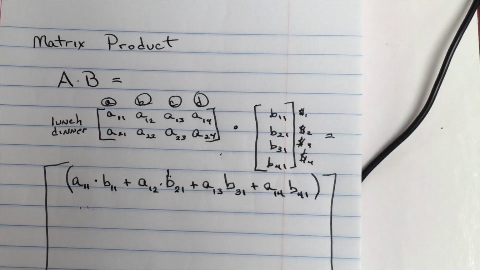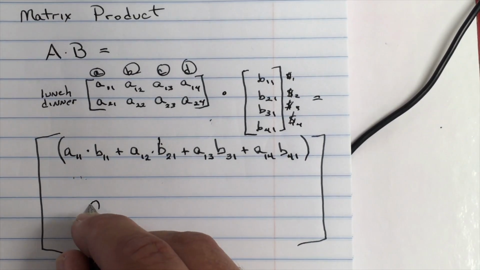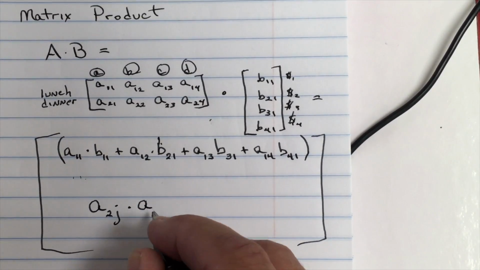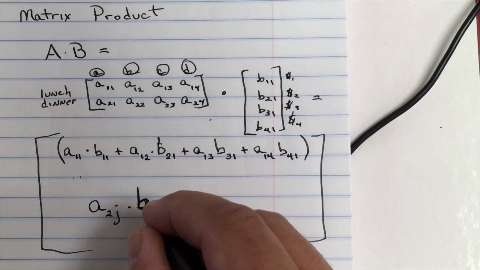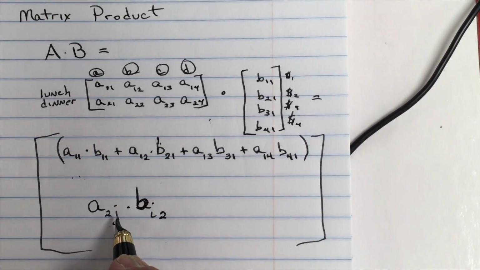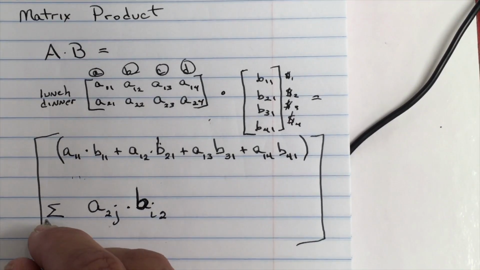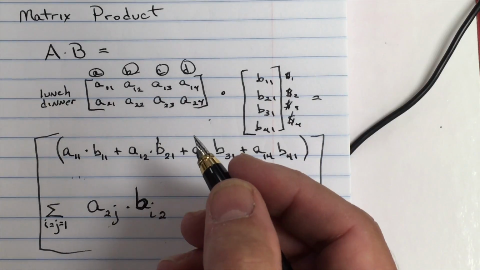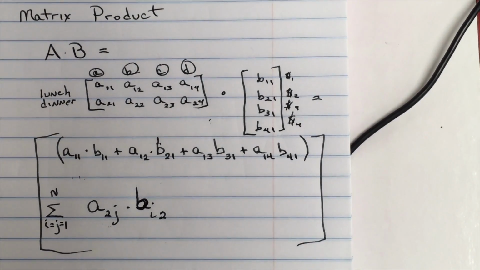So let's see, can I write that generically here? What would we do for the second row? For the second row, I would take A, 2J, and multiply it by B. This would be B. See if we can do this right. A, 2J, that would be every element of A in the second row and every element of B in the second column, and add them together for each I equals J equals 1, right, through whatever we got.